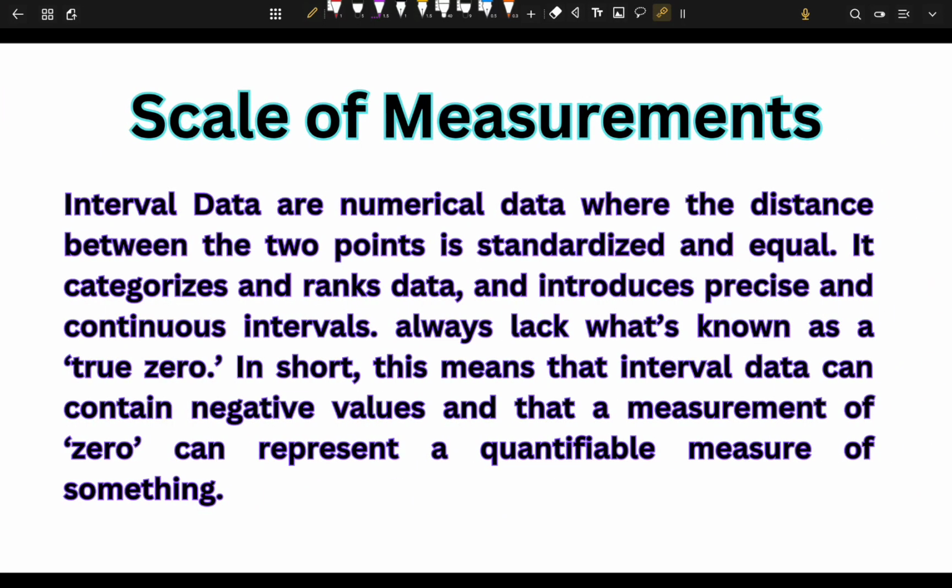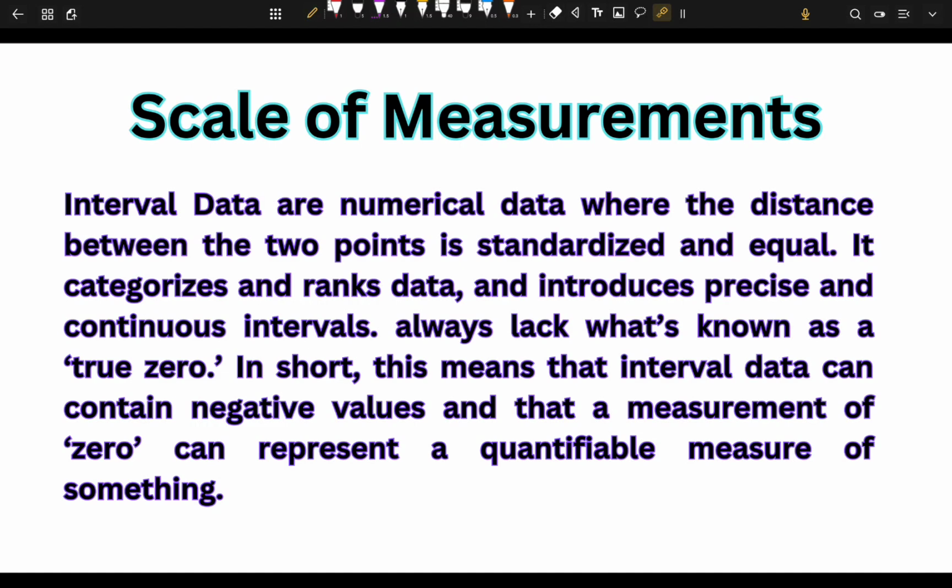Next one is yung scale of measurement natin which is interval data. Sabi po dito, it's numerical data where the distance between two points is standardized and equal. It categorizes and ranks data and introduces precise and continuous intervals. It lacks what's known as true zero. So, wala pong true zero pagdating sa interval data. Ang meaning nun, the interval data can contain negative values and a measurement of zero can represent a quantifiable measure of something.